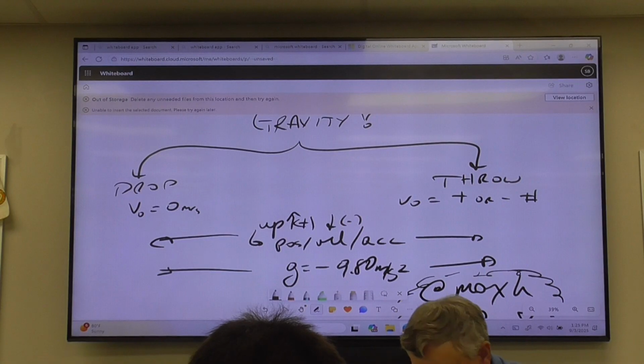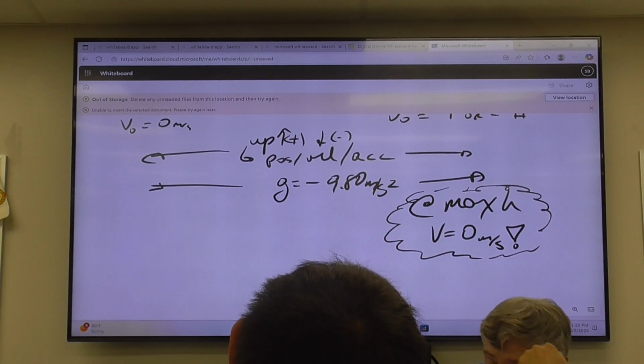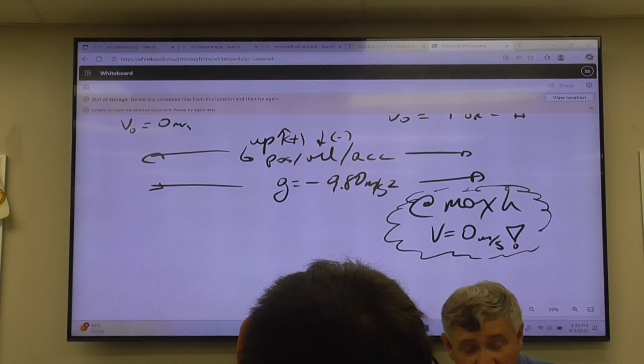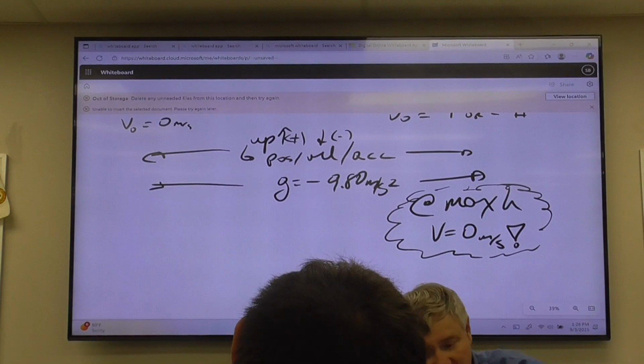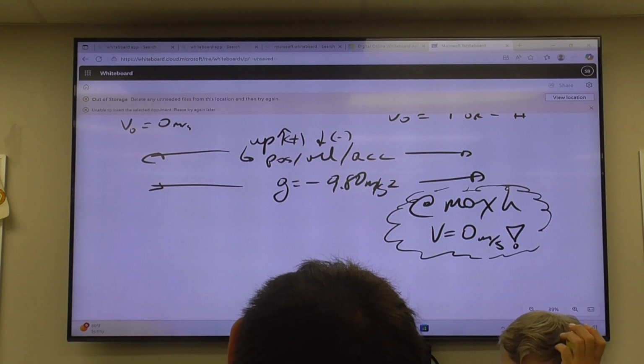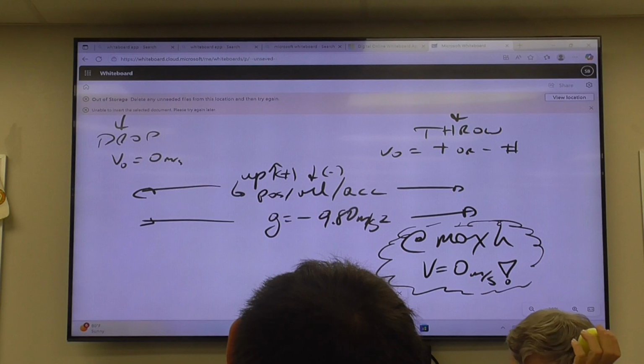So let's start off with something simple. And by the way, if you throw something up in the air, and this is going to be important later on, when it's at its highest point, the velocity is going to equal 0 because it's changing direction. For the throw, it's V naught. V naught could be a positive or negative number, depending upon which way you throw it.